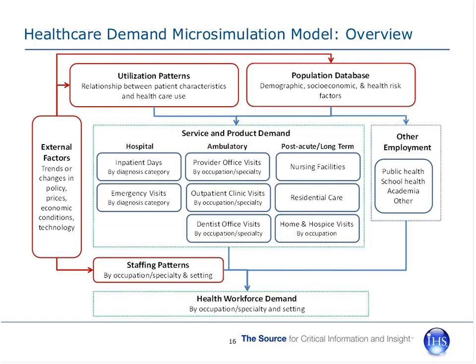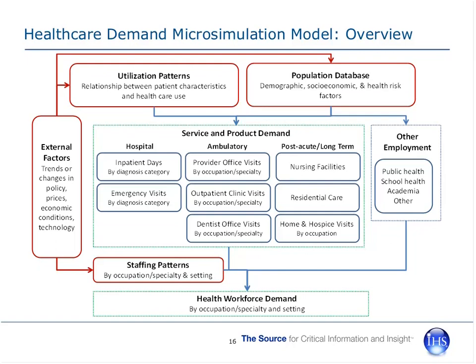But you start off with a population database, and in this population database, you develop a profile for a representative sample of the population that you're interested in modeling. Demographic information, socioeconomic, and various health risk factors. And I'll go into that in more detail in a moment. You look at utilization patterns that relate the use of services to patient characteristics. That gets you the demand for services. You model the staffing patterns to convert demand for services into demand for providers.